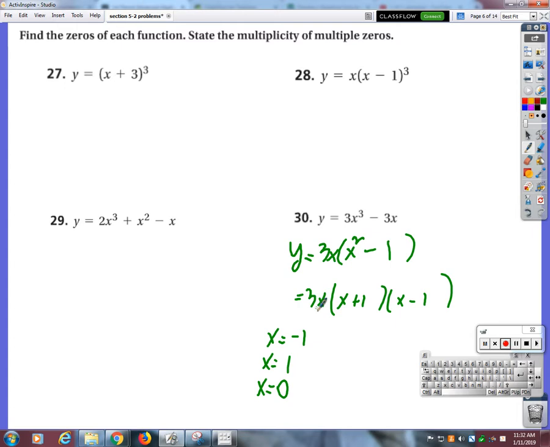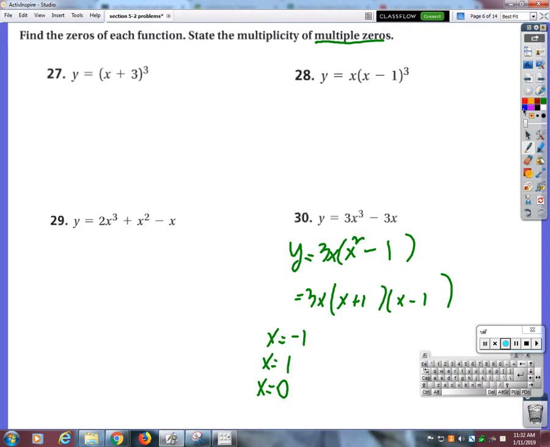Because if I plug 3 in for x right here, I get 9, not 0. I want to turn these all into 0. Okay? Is this being raised to a power? What, 1? So that means this has a multiplicity of 1. Is this being raised to a power? Yes, 1. So this has a multiplicity of 1, and this one has a multiplicity of 1 also. And it says you only have to state the multiplicity of multiple zeros. So since none of those are multiple zeros, I'm just going to leave it like that. Okay, any other questions from your homework assignment?